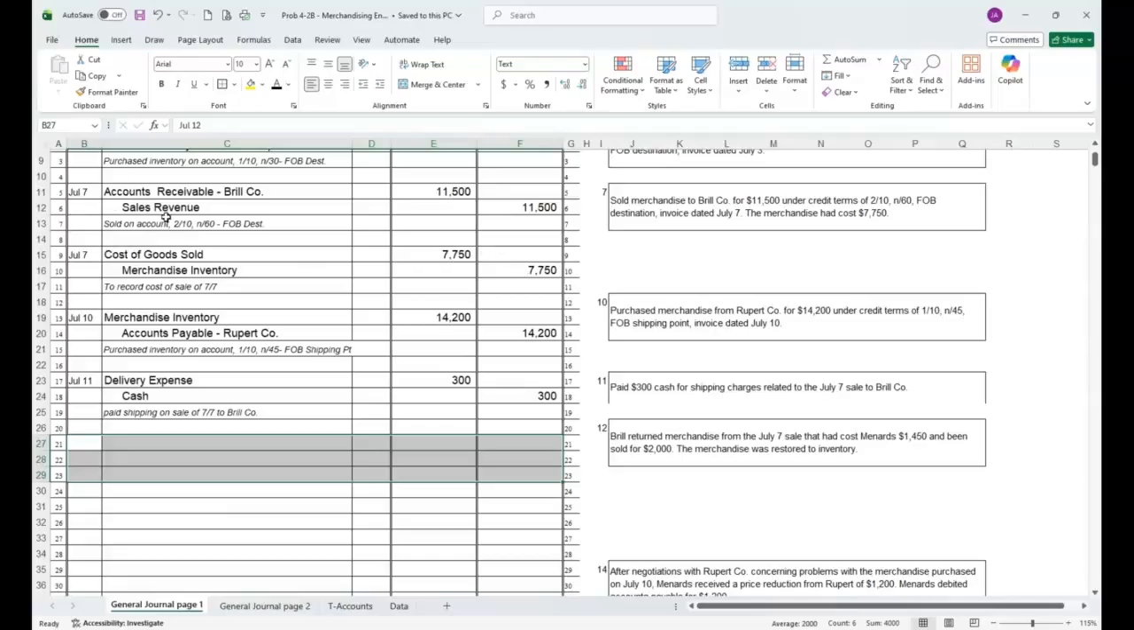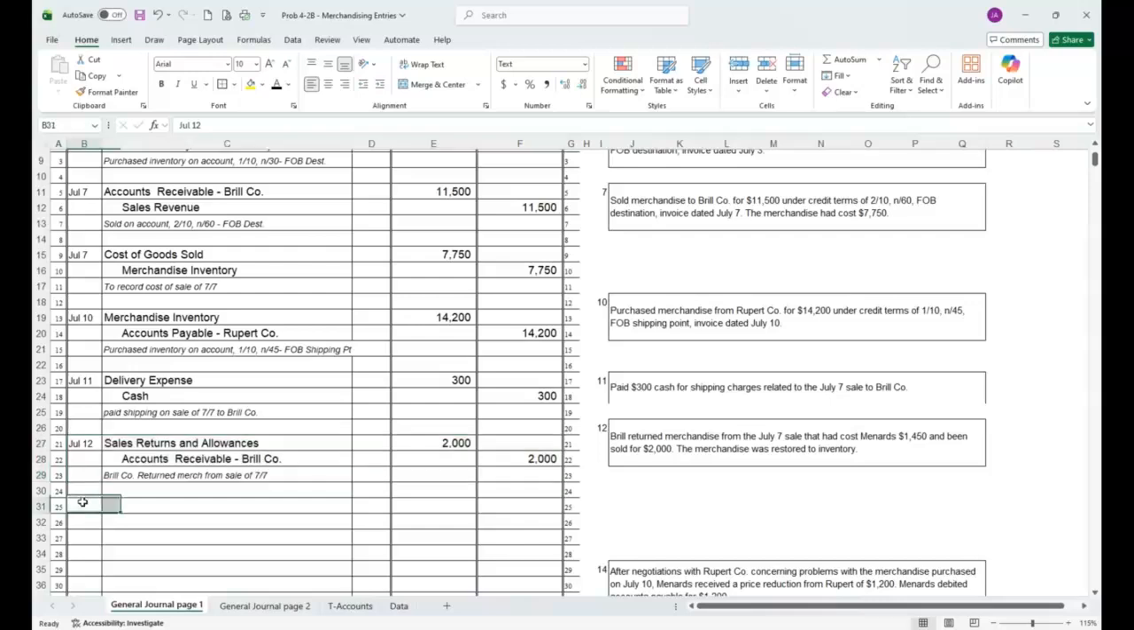The first one, we can't actually reverse revenue. We debit a contra revenue account called sales returns and allowances, and we credit their accounts receivable to show that they don't owe us that anymore. The cost was $14.50. So we do actually get to reverse the cost entry. We debit inventory and credit cost of goods sold for that amount.